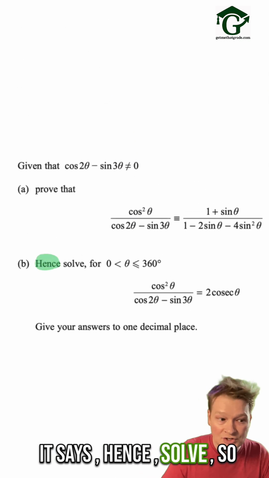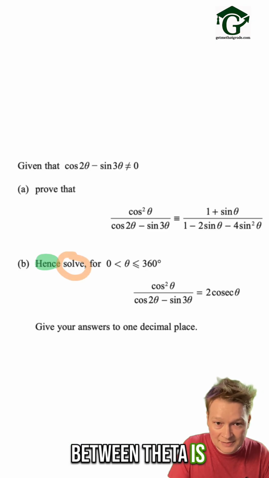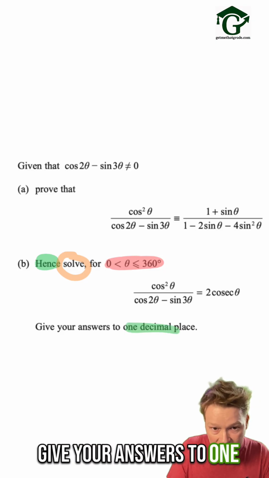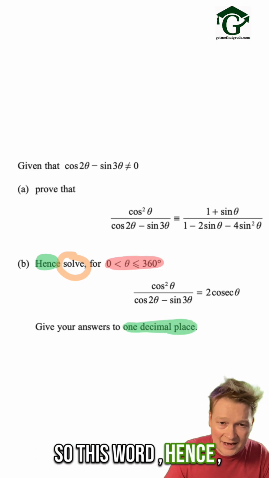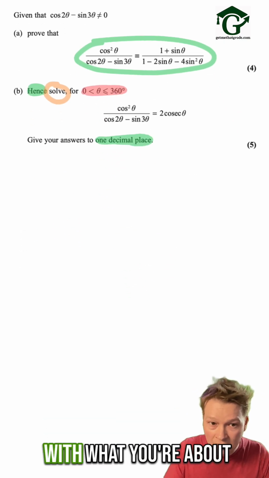Part B starts with the word hence. It says hence, solve, so work out what theta is, upon this interval where theta is between 0 and 360, the following equation. Give your answers to one decimal place. So this word hence means use something that we've done previously to help you with what you're about to do.